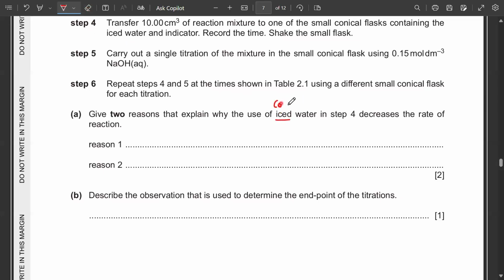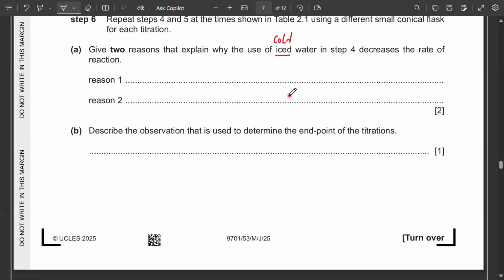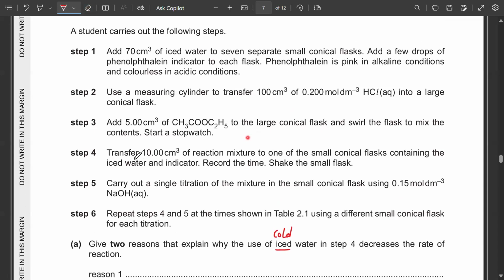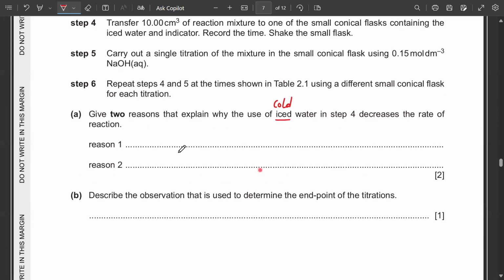This is also relating to the theory which you studied in organic chemistry, when the azo dye was formed. The azo compounds were formed using ice water, if you remember. So they also use ice water to slow down the chemical reaction. Now they are saying transfer 10 cm³ of the reaction mixture to one of the small conical flasks containing the ice water and start the timer to record the time, and shake the small flask.